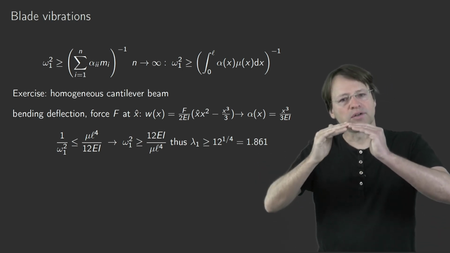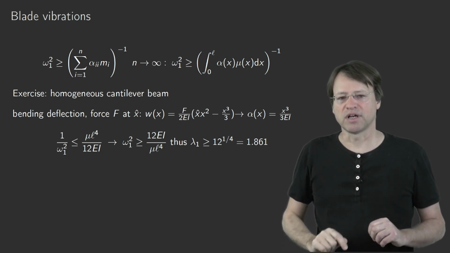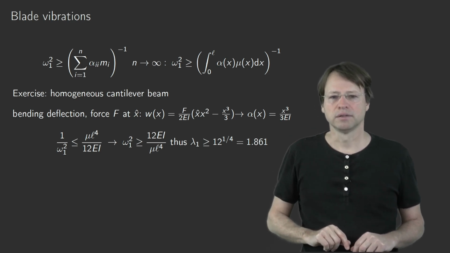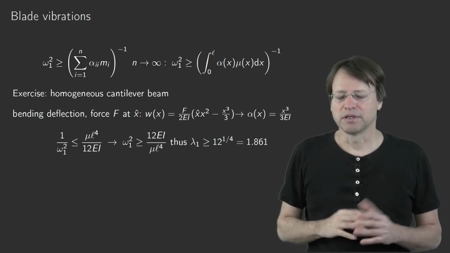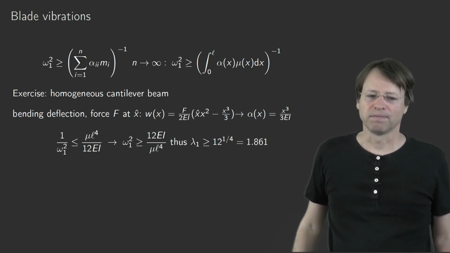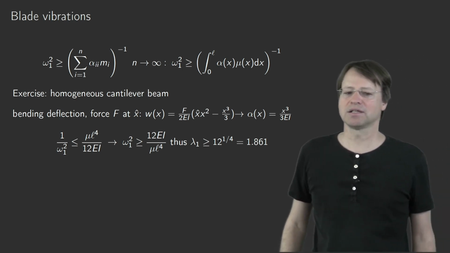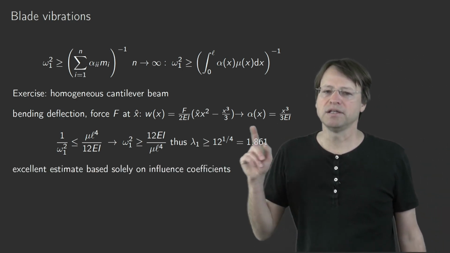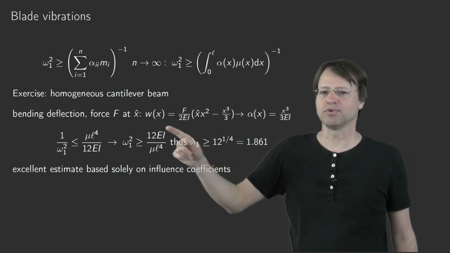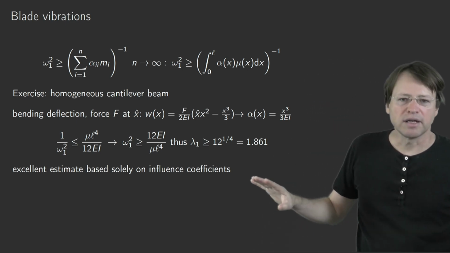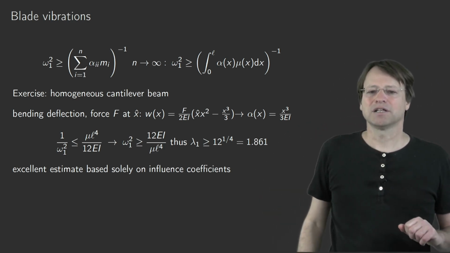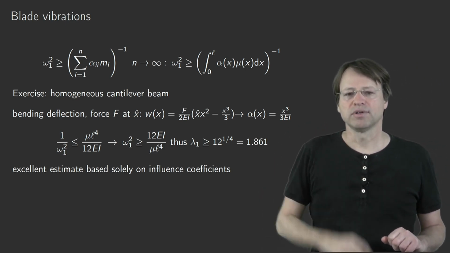You have a lower bound 1.861. You have the correct value to 3 digits, 1.875, and you had an upper bound, if I remember well, 1.878. No, maybe a little bit larger, I don't know, but this would be a really narrow interval. So an engineer is really, really happy for this. This is an excellent estimate, and it is based solely on influence coefficients, so solely on statics, on the beam deflection computation, and nothing else. So statics already can help you to establish such a lower bound for the natural frequency.